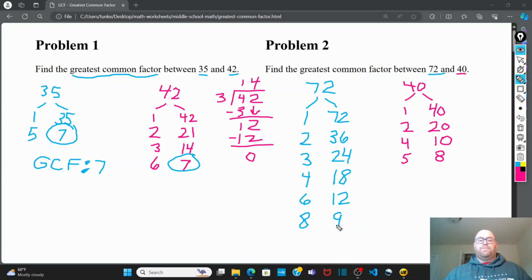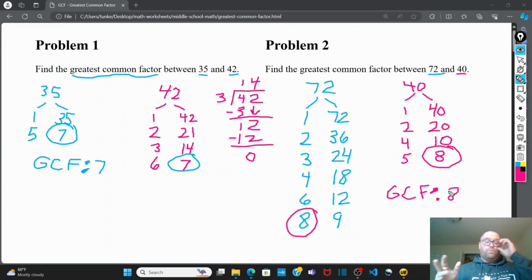But if we multiply 8 by 9, we get 72. Both of these have 8 as a factor. That's the largest one they share between the two. So my greatest common factor between these two numbers is going to be 8. So we have 72 and 40, the GCF is 8.